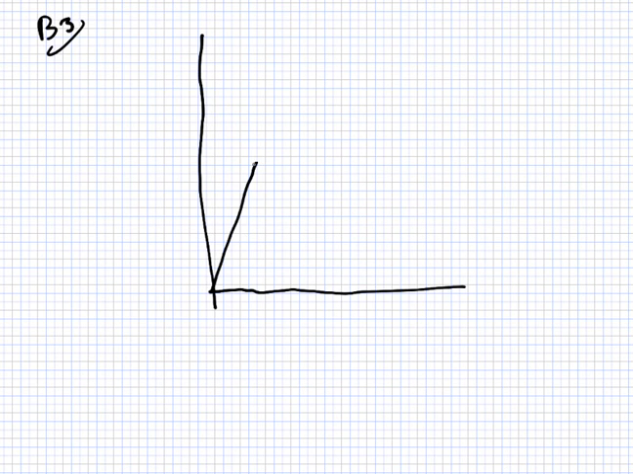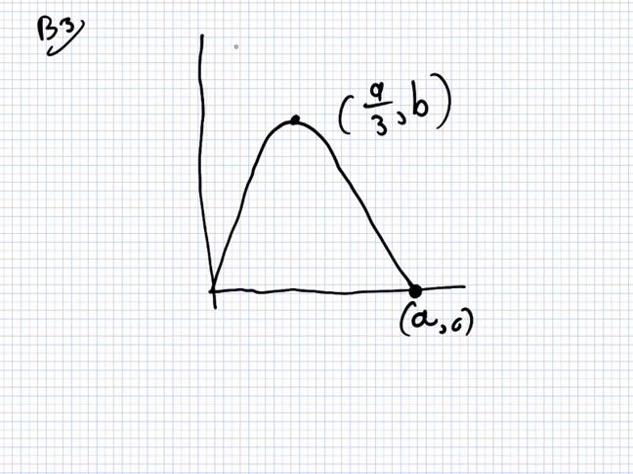On a separate axis, sketch the following. Each sketch should show clearly the coordinates. Alright, so look, I'll do them in different colors. So what you have is this kind of quadratic shape. Here is point A, 0, and then here is A over 3, B. This is your Y, and this is your X.